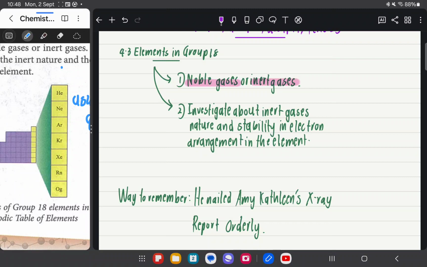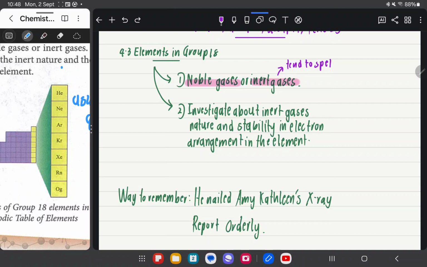Both are the same. So in the exam, the first question usually about this group will come about this one. What is the other name of elements in group 18? So your answer should be either one of these. Don't answer both, because that question for sure will give you 1 mark only. So just answer noble gas, but remember every year people tend to spell it wrongly.